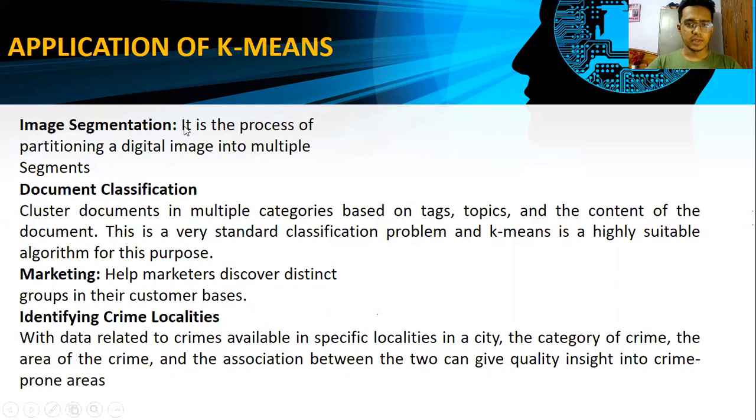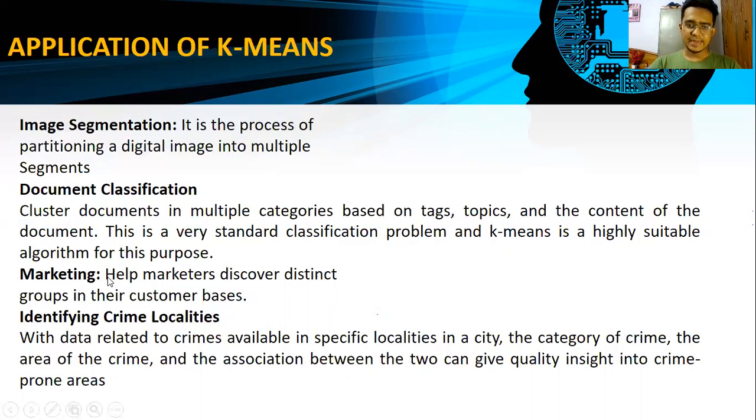Image segmentation is the process of partitioning a digital image into multiple segments. So image segmentation uses k-means clustering. Document classification means clustering documents into multiple categories based on tags, topics, and other contents of the document. Documents can be classified into multiple different classes using k-means clustering, and the data they need is tags, topics, and the content of the document.